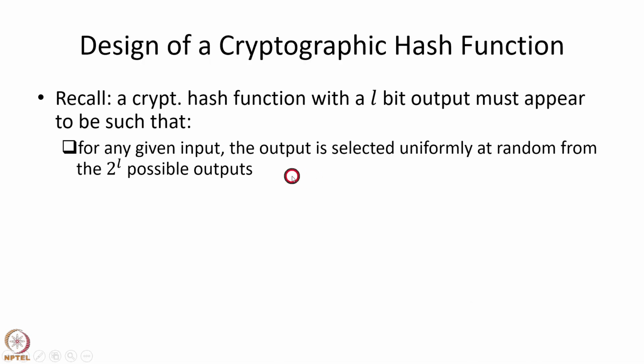So recall that for a cryptographic hash function with L bits as the output, for example, L may be 160, as in the case of SHA-1, such a cryptographic hash function must appear to be such that for any given input, the output is selected uniformly at random from the 2 to the power L possible outputs.